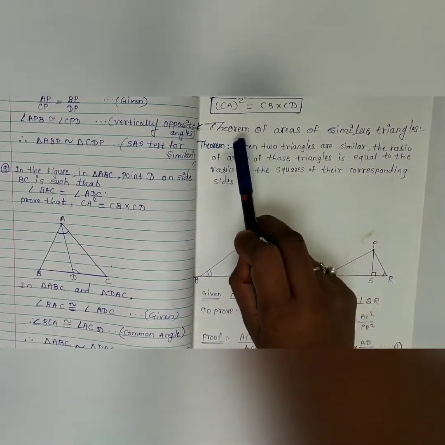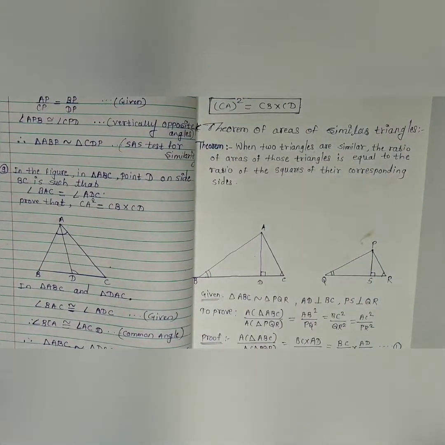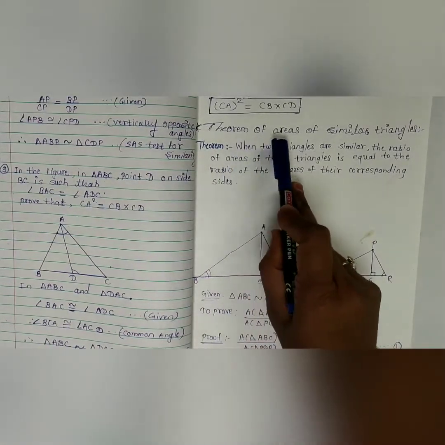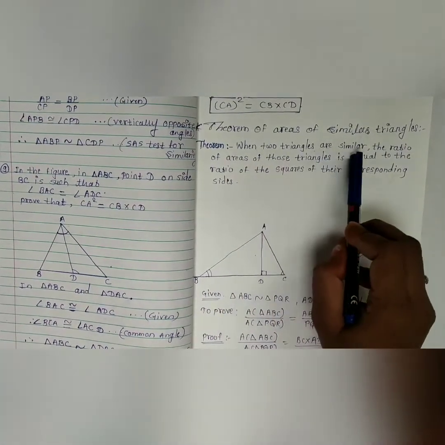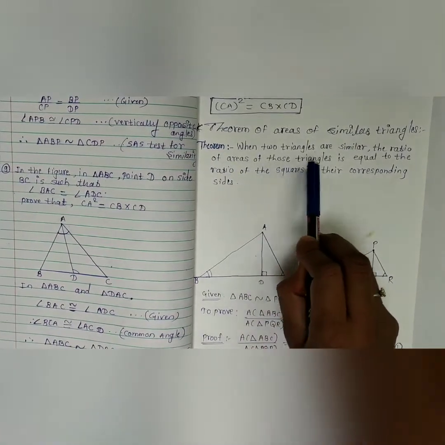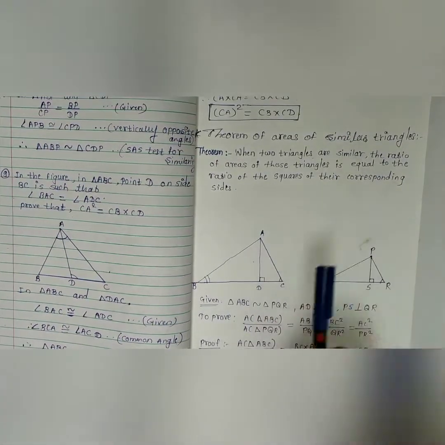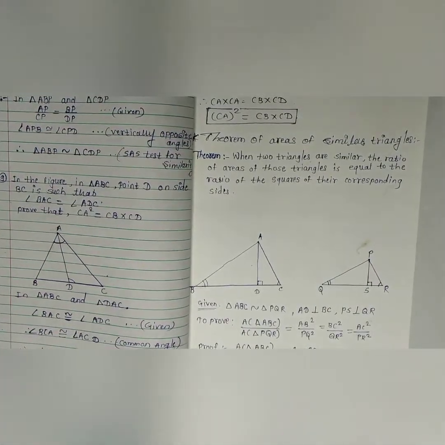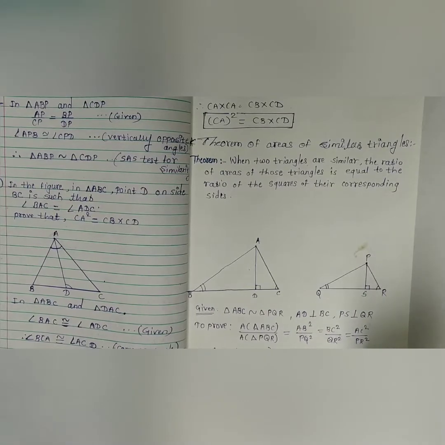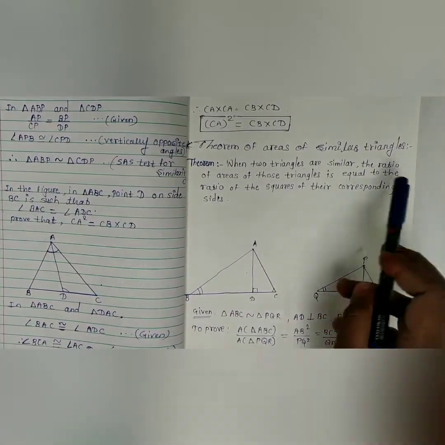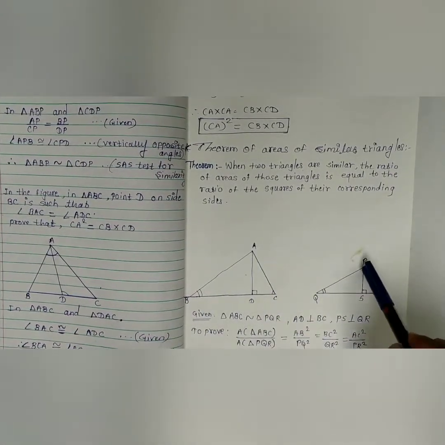Now the next theorem, the theorem of areas of similar triangles. In the second video we saw the area of a triangle, and in this video we see the theorem of areas of similar triangles. The theorem statement is: when two triangles are similar, the ratio of areas of those triangles is equal to the ratio of the squares of their corresponding sides. We require two triangles, and we prove that the ratio of areas of two similar triangles is equal to the ratio of the squares of their corresponding sides. First see the figure. The first figure is triangle ABC and the second is triangle PQR.